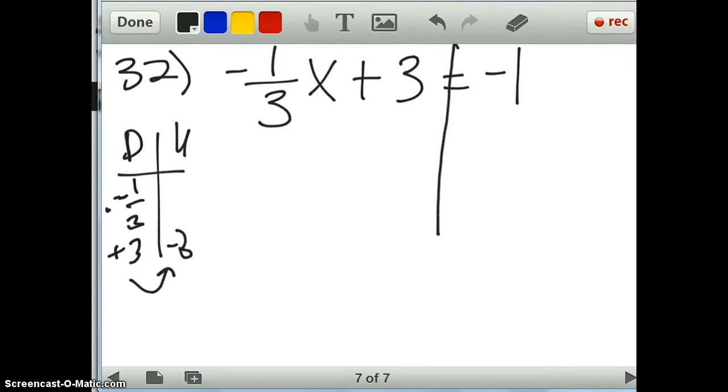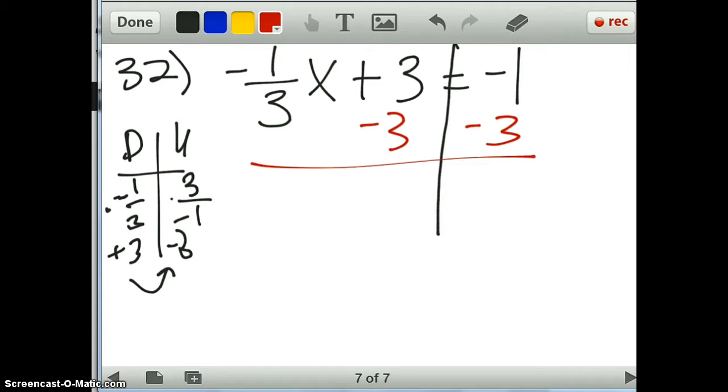And how do you undo times by 1/3? You times by 3 over negative 1. Because that, when you multiply those two together, you get 1. So, minus 3, minus 3. Negative 1 minus 3 does not have a 2 in it. So what is it? The negative team has 1, the negative team has 3, so I get negative 4.